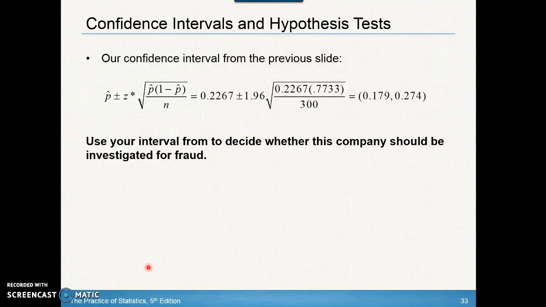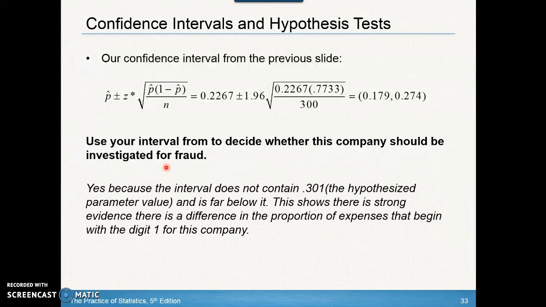Now, look at the next set of directions. Use your interval to decide whether the company should be investigated for fraud. That is a test of significance, and that is using the conclusion, rejecting or failing to reject the null. Since we've already done the steps before it, we don't need to go through again and state what test we're using or what the conditions are. We've already met all of those. But if you were asked to use a confidence interval to decide whether this company should be investigated for fraud, you would have to do all 7 steps. All right, so let's take a look.